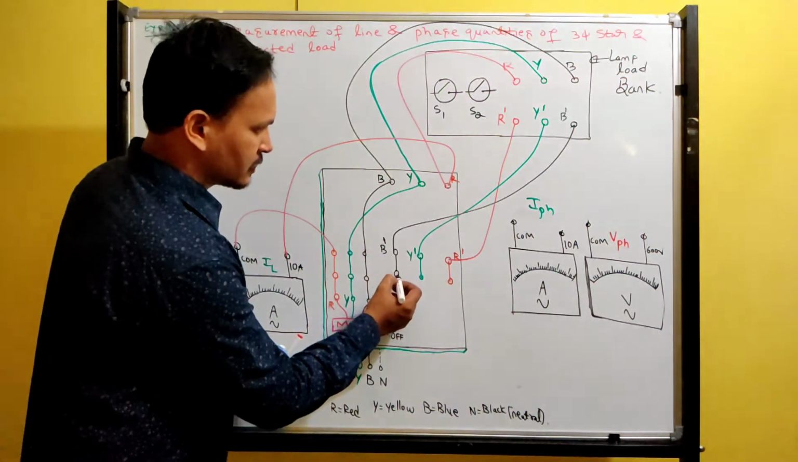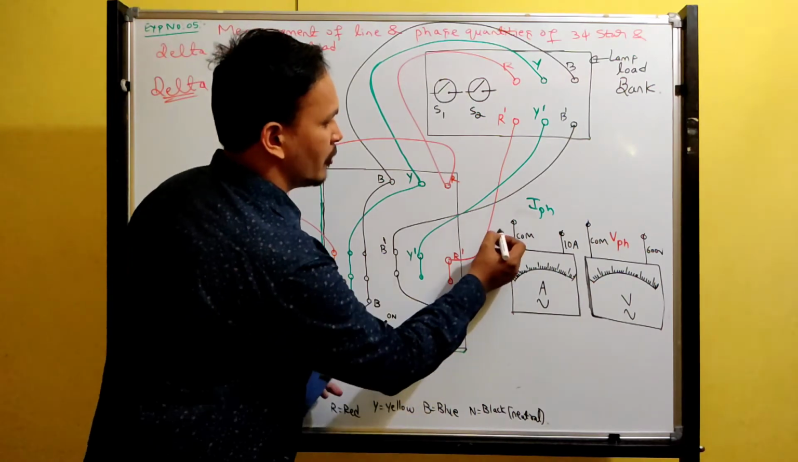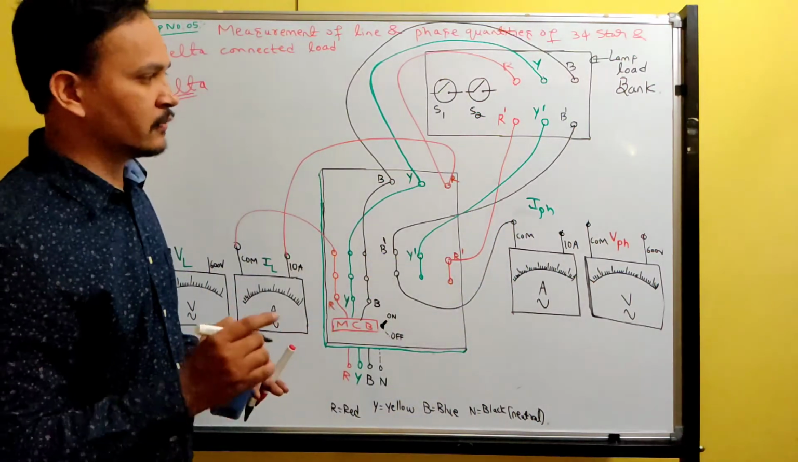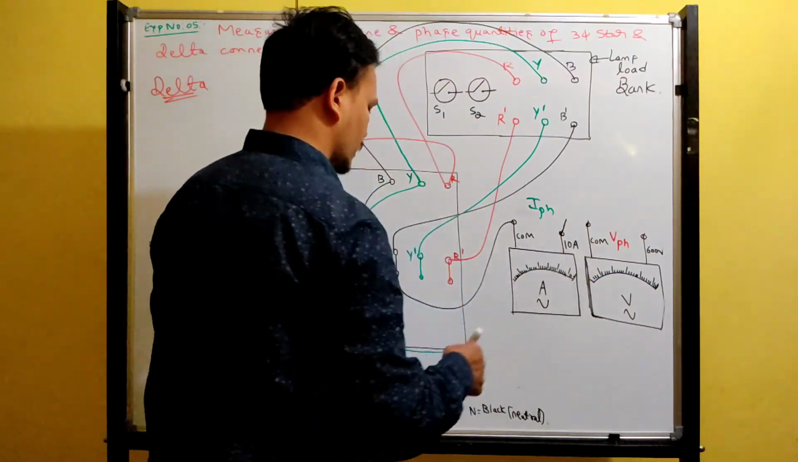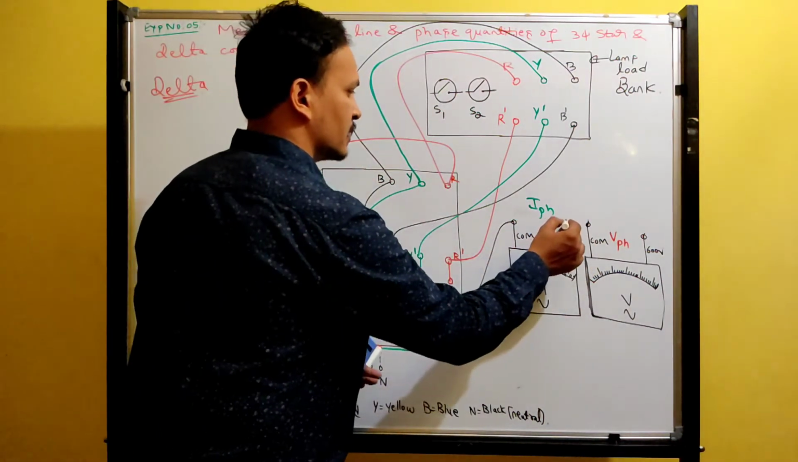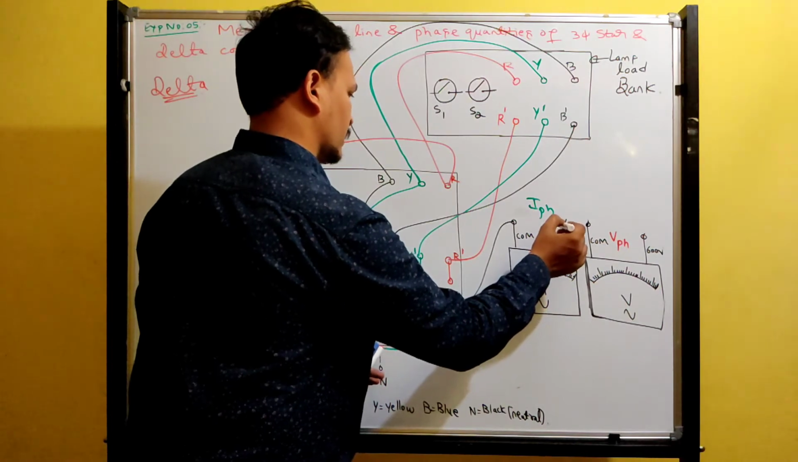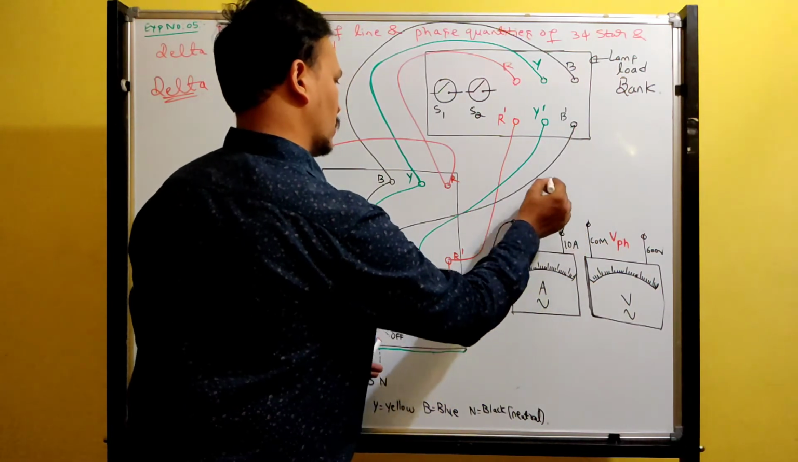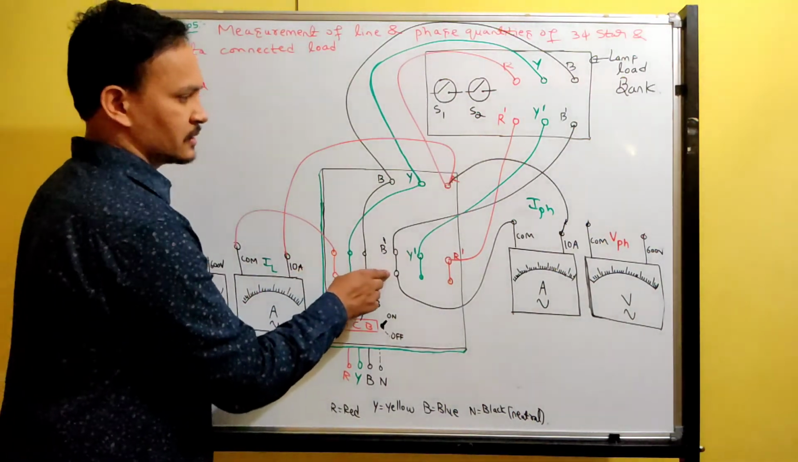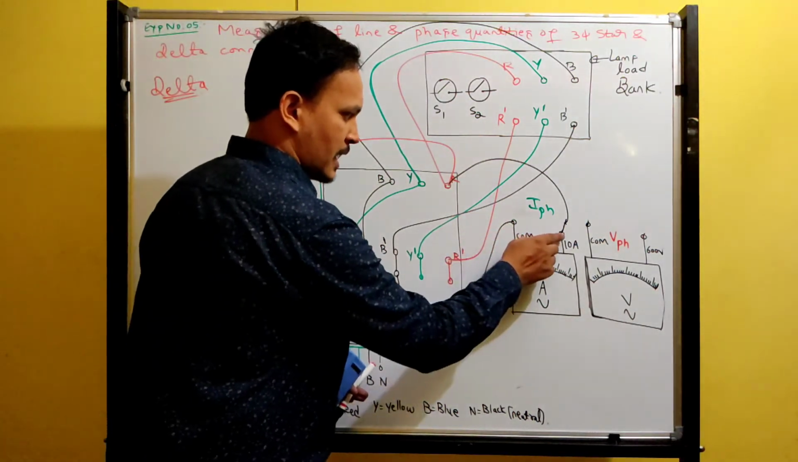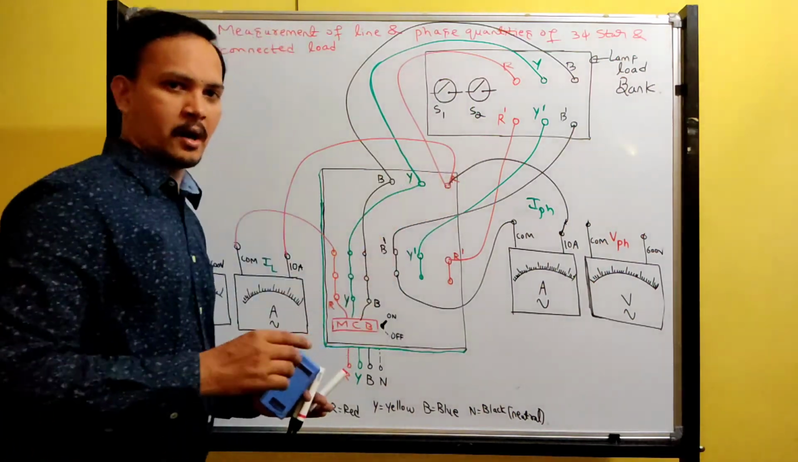B' is connected to the common of the ammeter, and the ammeter's other end, 10 ampere, is connected to R. B' is connected to the common of the ammeter. The ammeter's other end is connected to R.